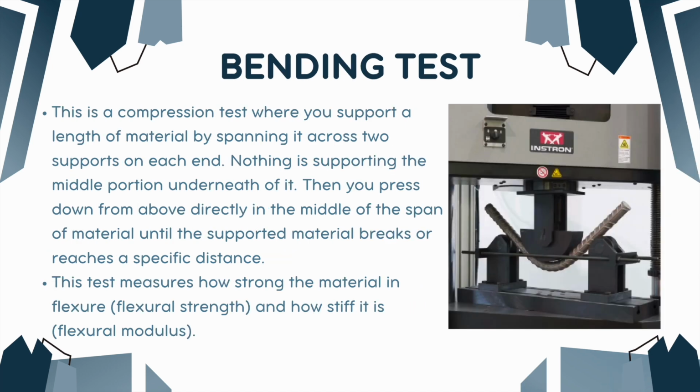And the bending test. In contrast to the peel test, this is a compression test where you support a length of material by spanning it across two supports on each end. Nothing is supporting the middle portion underneath of it. Then you press down from above directly in the middle of the span of material until the supported material breaks or reaches a specific distance. So the test measures how strong the material is, the flexural strength, and how stiff it is.